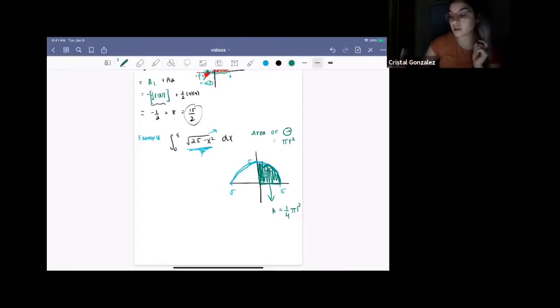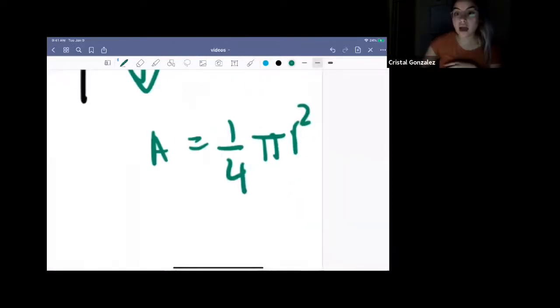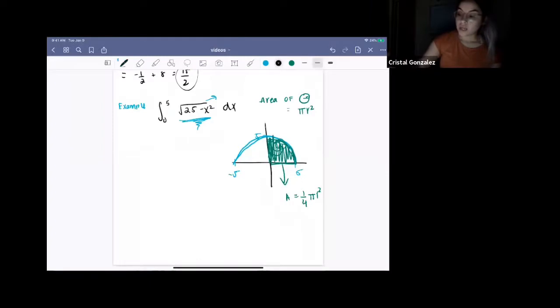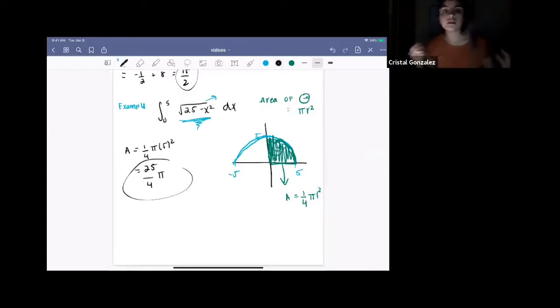Just like if they ask what's the area between -5 and 5, instead you would do 1/2 instead of 1/4. And so the area of this is going to be 1 over 4 pi, r squared is 5 squared. So it's going to be 1/4, it's going to be 25 over 4 pi. And so that's our area. Much easier than doing Riemann sums, but you can't always do Riemann sums.